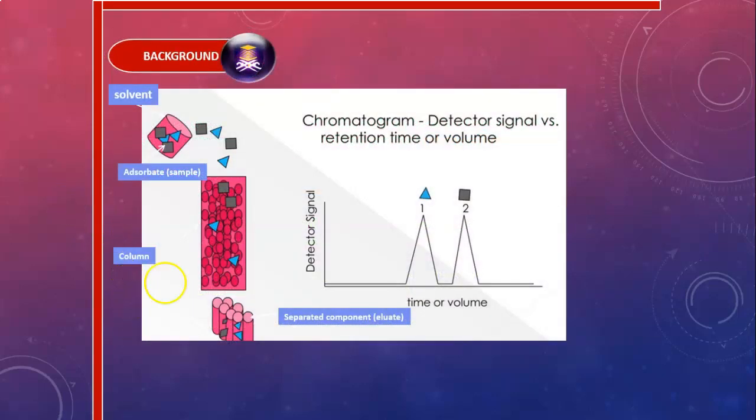So after they are inside the column, the separation will occur. The species or the component that elutes first has less tendency toward the stationary phase, or we can say that it has high tendency toward the mobile phase. The separated component we call the eluate.